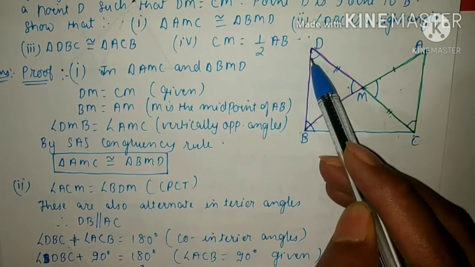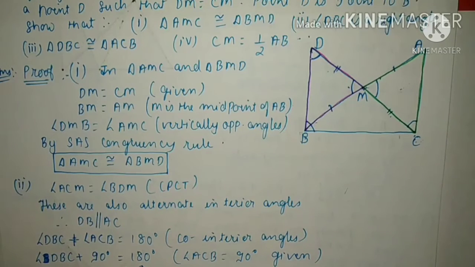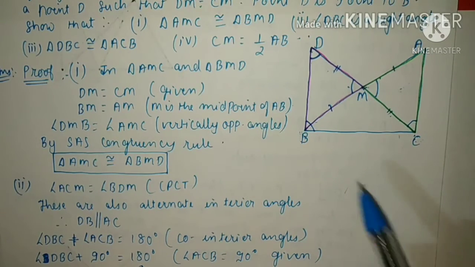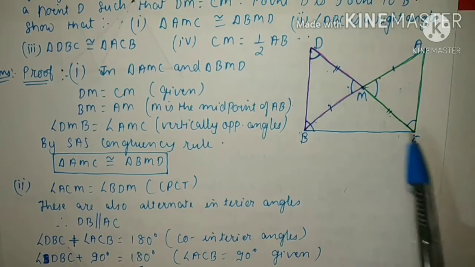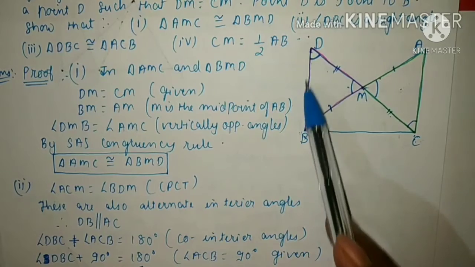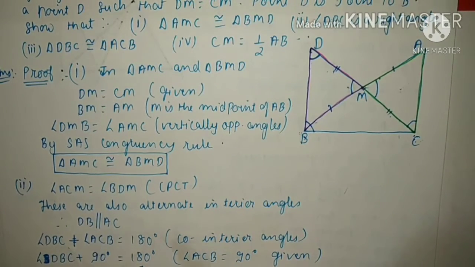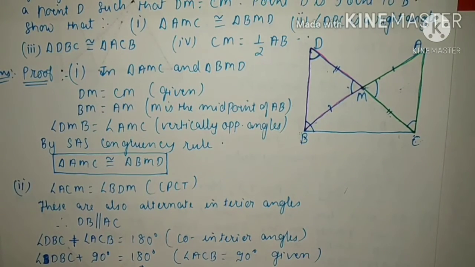BDM, this angle, because corresponding angles of both the triangles will be equal. So by CPCT, these two angles will be equal. Now we can see that these two angles are alternate interior angles because this Z is forming between these two angles, and if they are alternate interior angles, then these two lines will be parallel. So we can write, therefore DB is parallel to AC. This line DB will be parallel to this line AC.